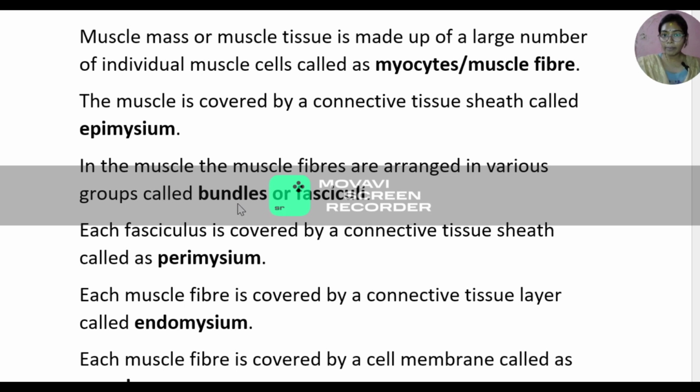So it was all about the structure of the muscle, and I hope you have learned from this video.